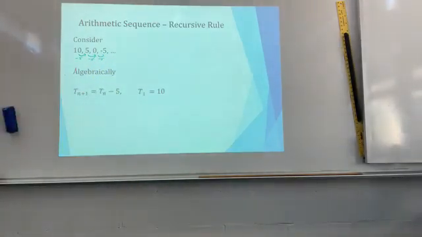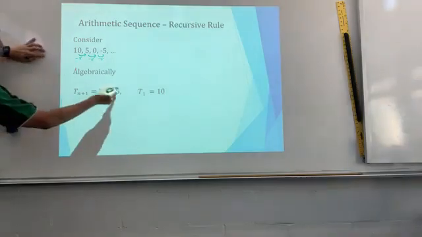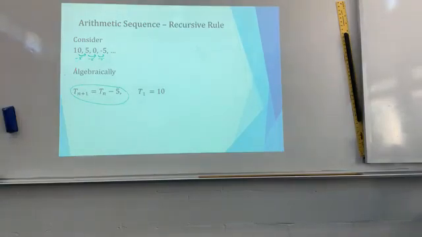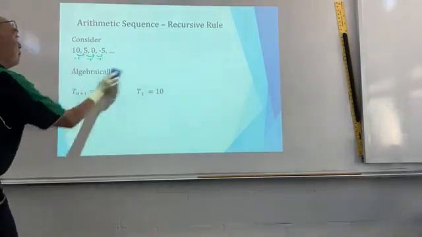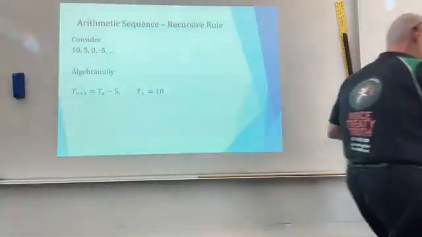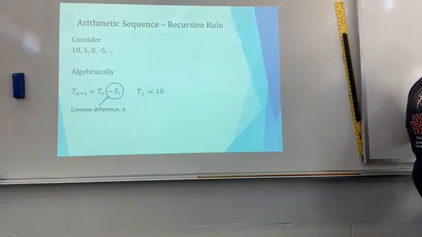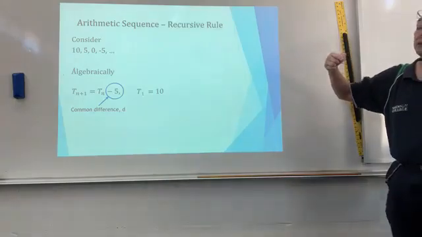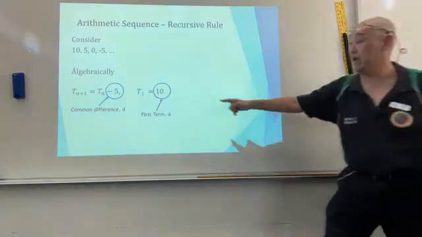So algebraically, what we can say is Tn plus 1 equals Tn minus 5 and T1 equals 10. So think about it. You've got a rule. The rule here is the next number is the previous number, take away 5. And T1, the first term, is 10. All right, this is how you should describe it. Here, I've circled, minus 5 is the common difference. And T1 is the first term, A.